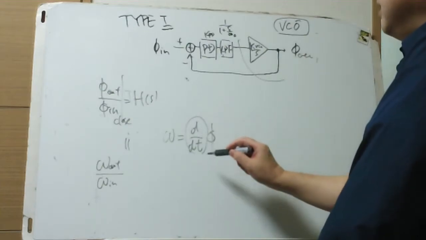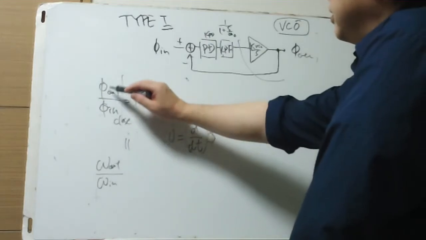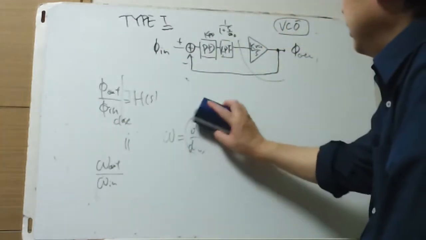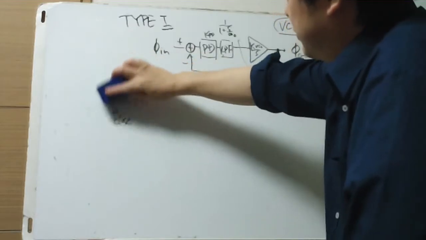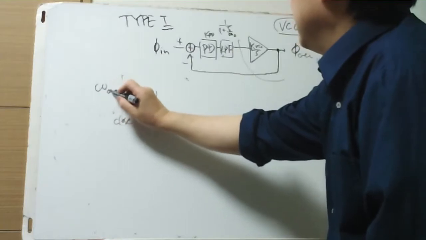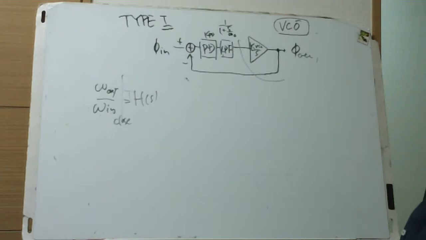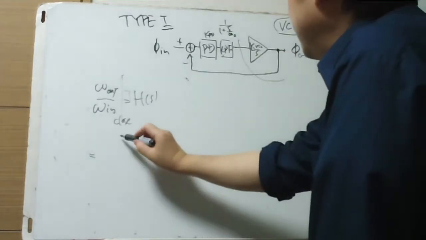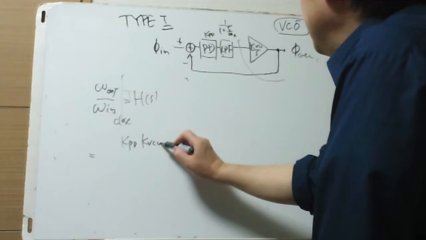Dividing, the d/dt disappears, so the omega transfer function equals the phi transfer function. So we use H(s) to represent this, omega out over omega in for the closed loop, which is Kpd Kvco.